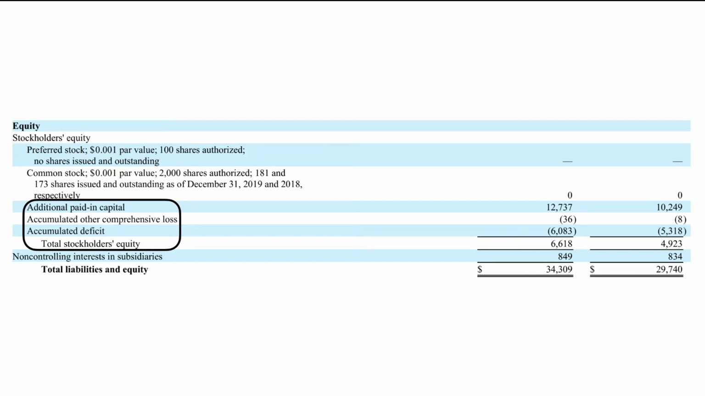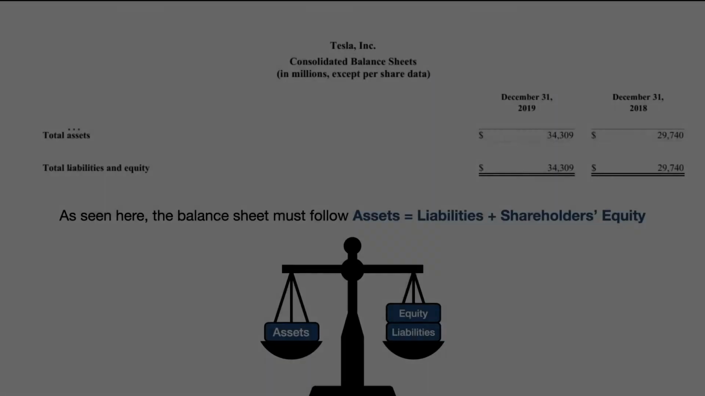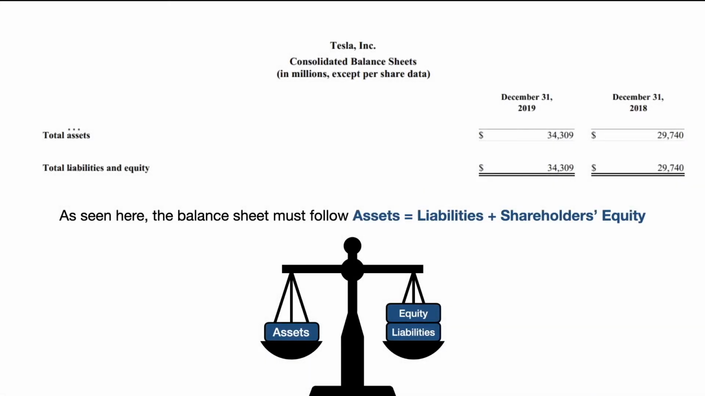So if you look at this portion of the document, the final line should jump out at you, and that's the section called Total Liabilities and Equity. If that number seems familiar, that's probably because it matches the value of total assets we discussed previously. So here it is. Total assets is $34.3 billion, and total liabilities and equity is also $34.3 billion. So as we can see, the balance sheet balances. It follows the fundamental equation of assets equals liabilities plus shareholders' equity.